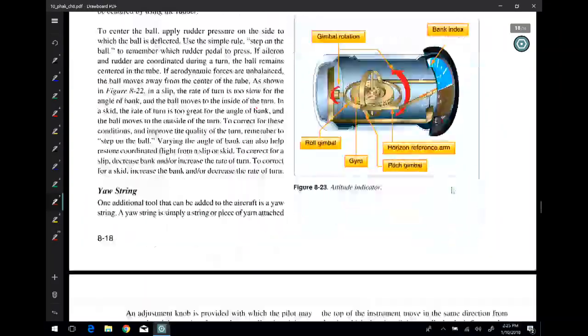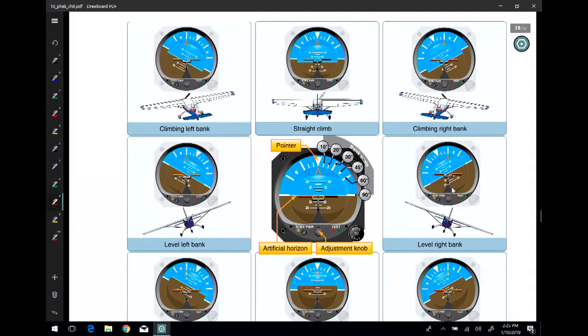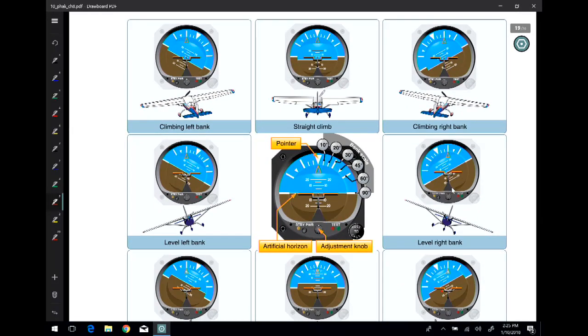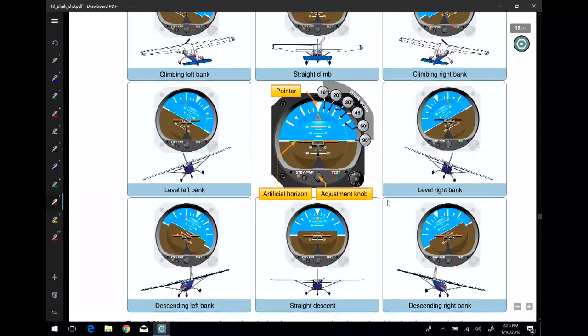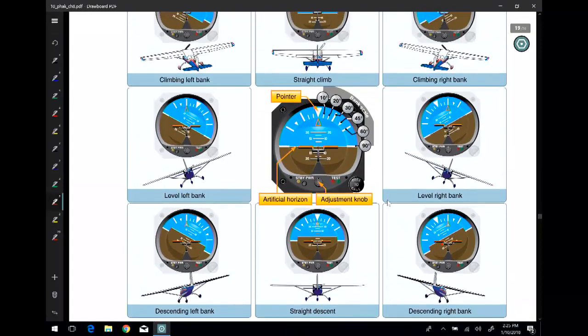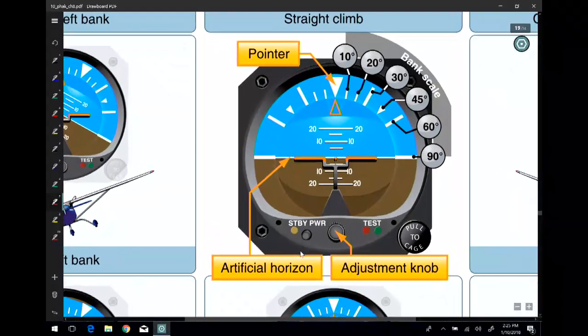Okay. Now, let's look and see what the presentation looks like here on our attitude indicator. So we have 9 different illustrations on this figure. The ones on the top row are indicating some form of a climb. The ones in the middle row are indicating level. The ones on the bottom are indicating some form of a descent. And this is figure 8-28. Okay? So before we look at those, I want you to look at this illustration here in the center of this page.